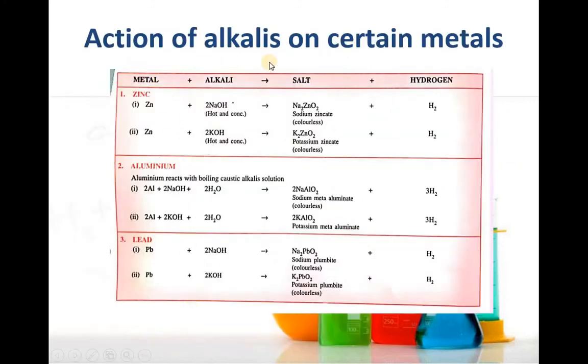Action of alkalis on certain metals. Now what is happening over here? Metals like zinc, aluminium and lead react with hot concentrated alkalis like sodium hydroxide and potassium hydroxide to give the soluble salt and liberate hydrogen. All these reactions had been done by you in the hydrogen chapter in class 8 and class 9. So you can recollect this, and please write these equations on your own again and balance them compulsorily.